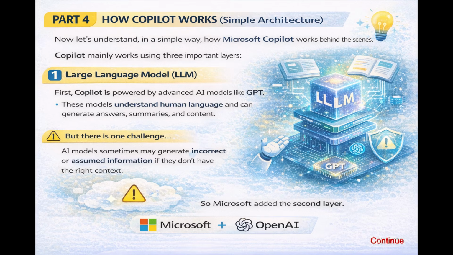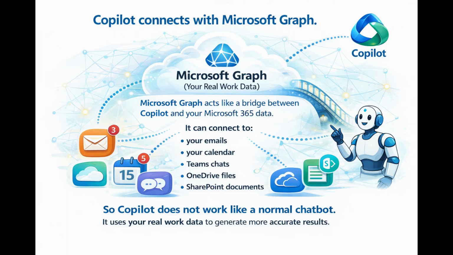So Microsoft added the second layer, that is Microsoft Graph. So Copilot connects with something called Microsoft Graph here. Microsoft Graph acts like a bridge between Copilot and your Microsoft 365 data. It can connect to your emails, your calendar, Teams chat, and your OneDrive files and SharePoint documents. So Copilot does not work like a normal chatbot. It uses your real work data to generate more accurate results.